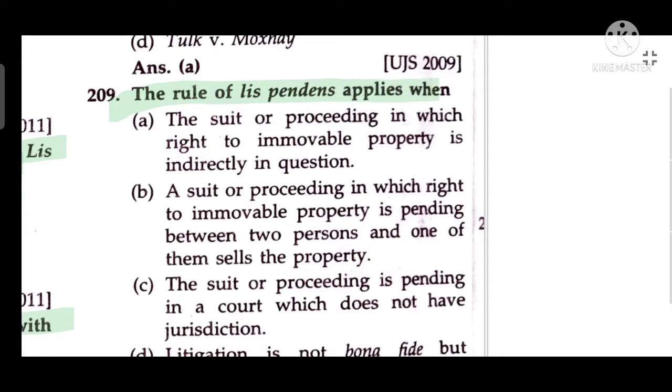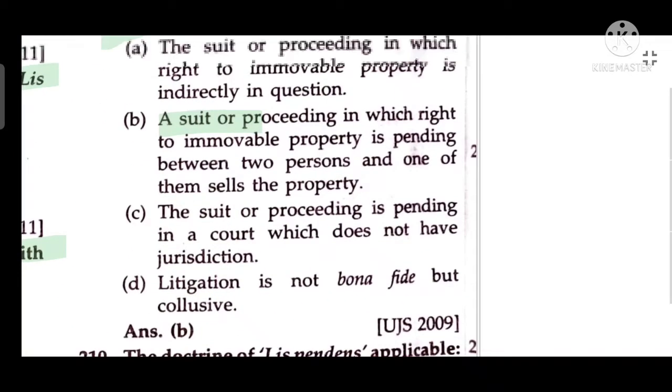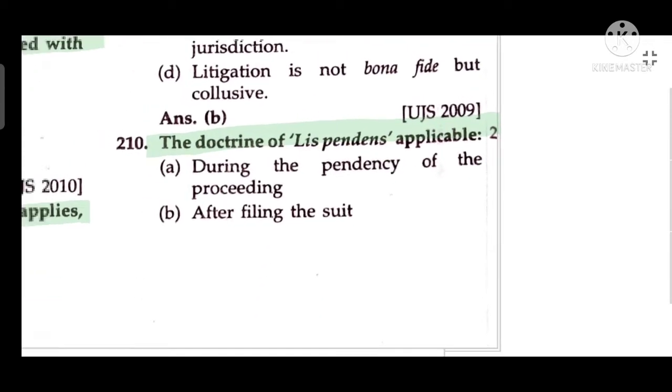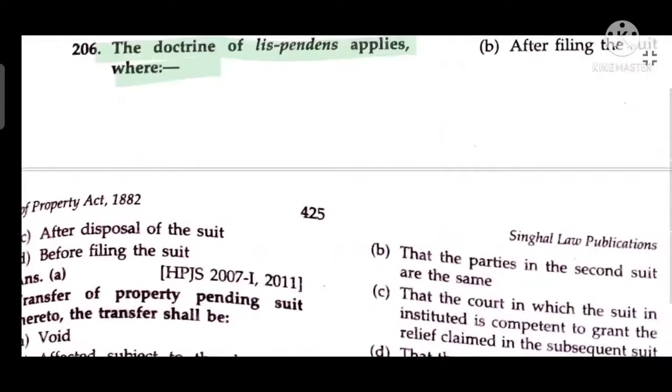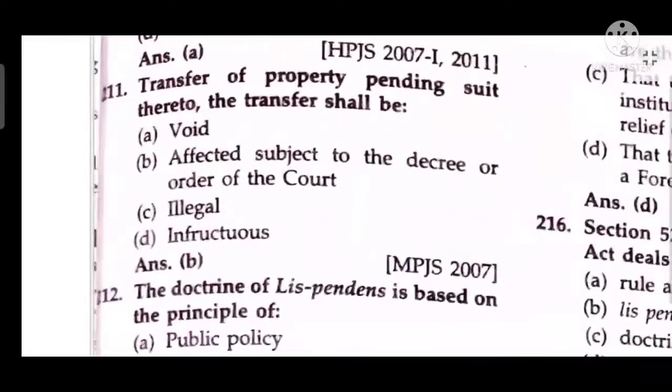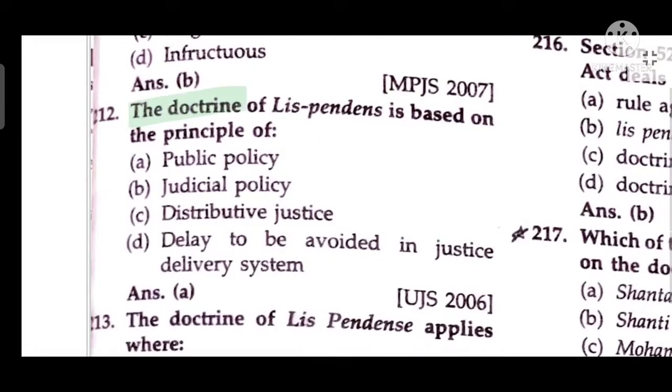The rule of lis pendens applies when a suit or proceeding in which the right to immovable property is in question is pending between two persons and one of them sells the property during the lis pendens. The doctrine of lis pendens is applicable during the pendency of the proceeding. Transfer of property pending suit is subject to the orders of the court. The doctrine of lis pendens is based on the principle of public policy.